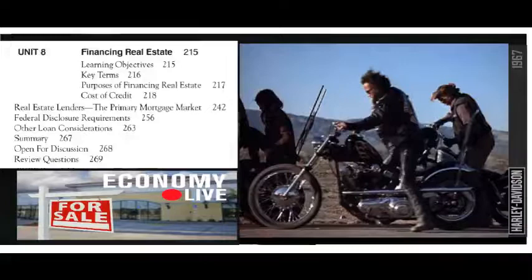Colleges and universities, pension funds, and trusts also carry real estate loans, although not usually as part of the primary mortgage market.